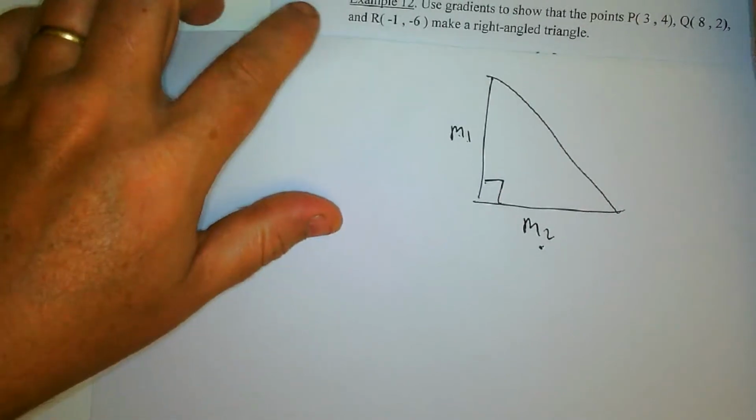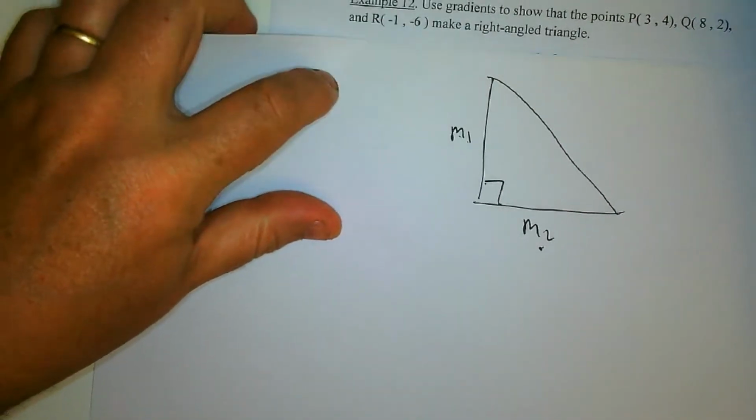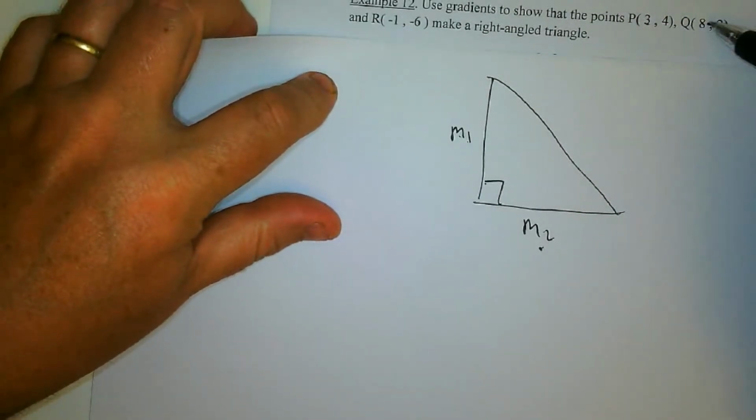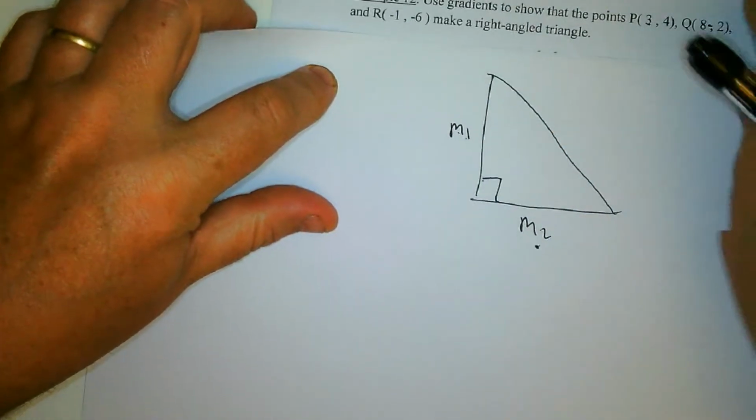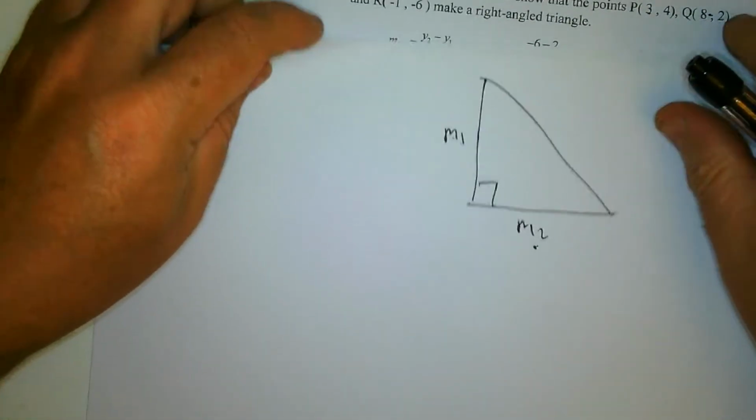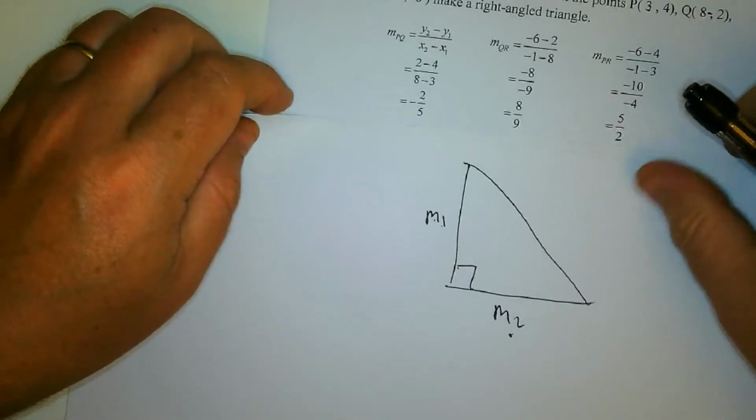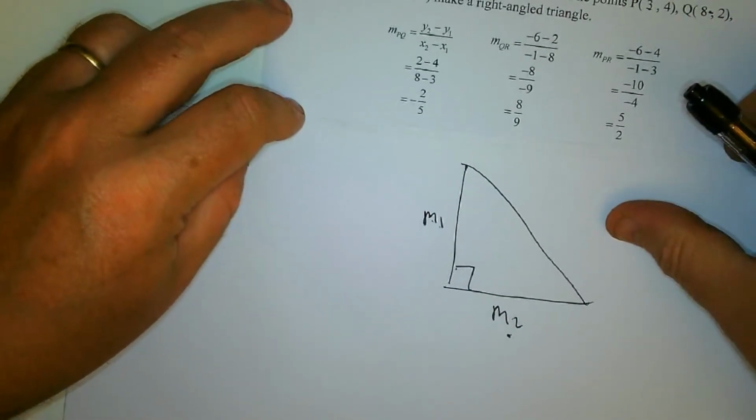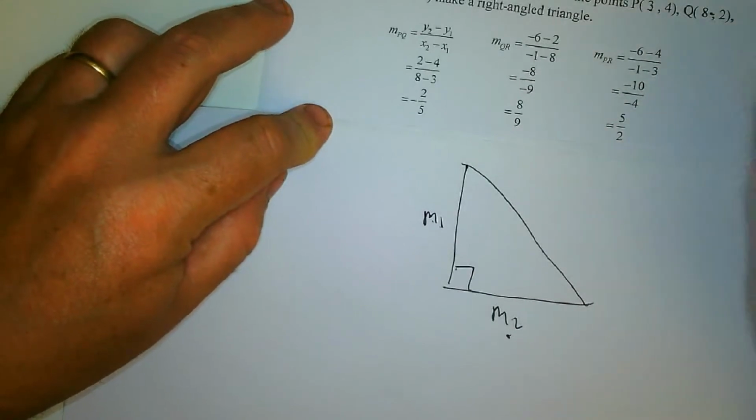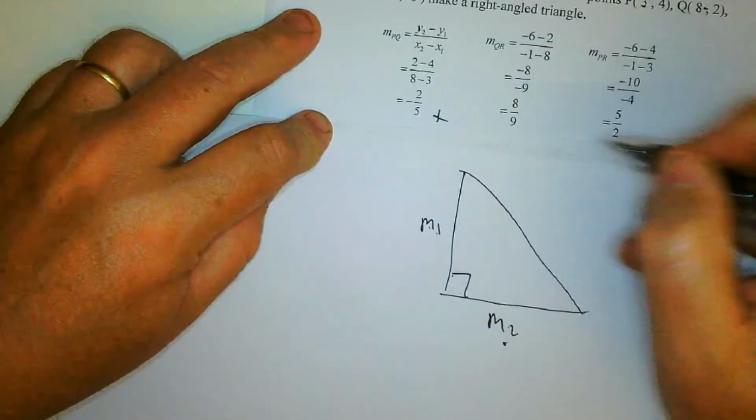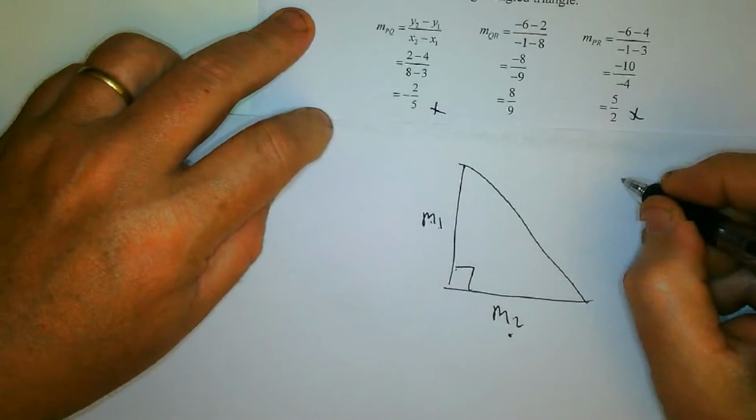So what have they done? But I don't think they've done that. I think all they've done is worked out the gradient between P and Q, Q and R, and P and R, and see if they've got, let's see what they've done. Yeah, that's all they've done. They've worked out the gradient between the 3 points, to see if they could use m1 times m2, and you can see it's that one and that one.